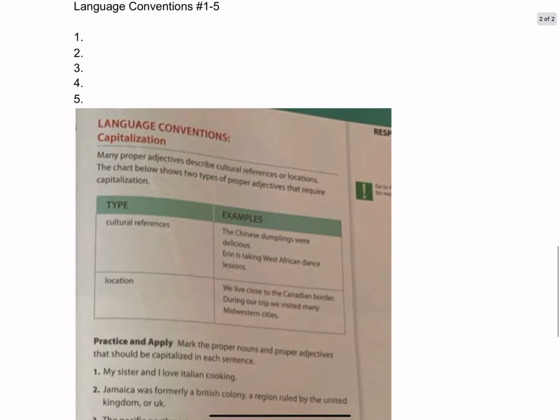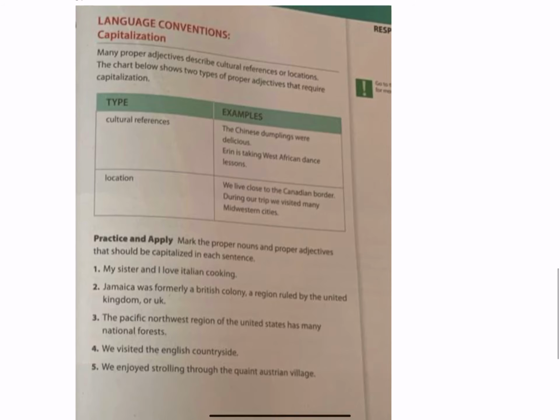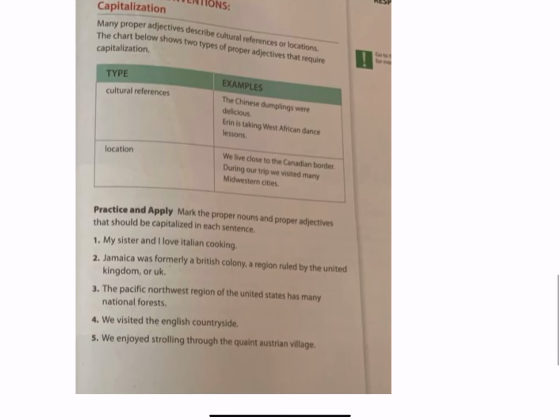And then language conventions number 1 through 5 down here. Mark the proper nouns and proper adjectives that should be capitalized in each sentence. So there are 5 sentences and you need to tell me what are the proper nouns and what are the proper adjectives. We will do this together during our live meet if you are confused.